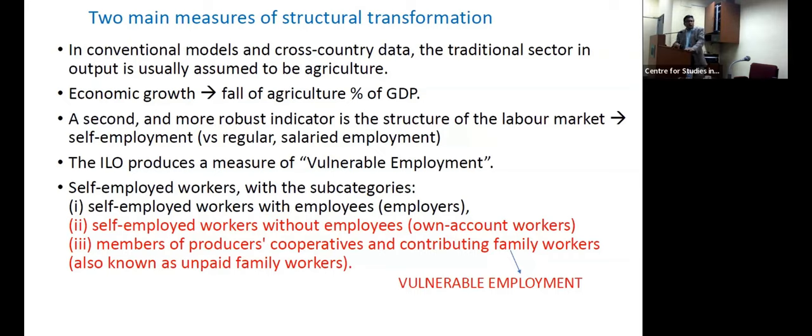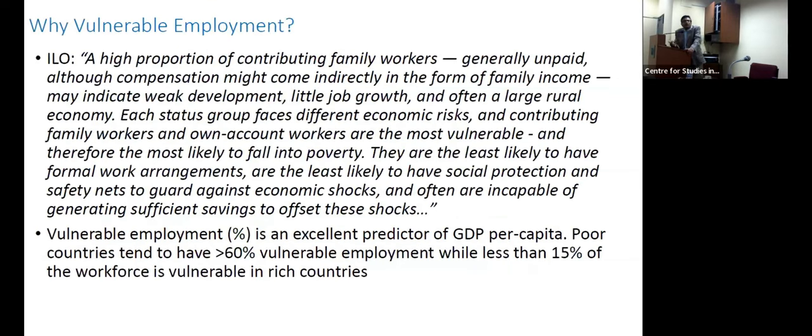And more interestingly, and somewhat more uncomfortably, this also includes what in colloquial language are called the chotus, the people who are around helping, the liftman and the liftman's assistant, or the cab driver and the cab driver's assistant, where the marginal product or marginal returns of these people are questionable. They're just going in because they have nothing to do, and maybe this enables them to get a meal or something. Now, why is it vulnerable employment?